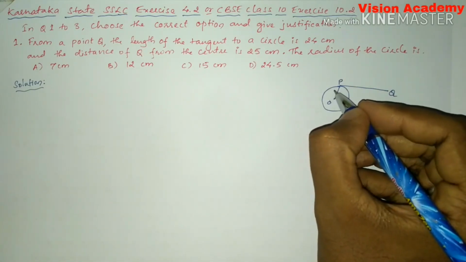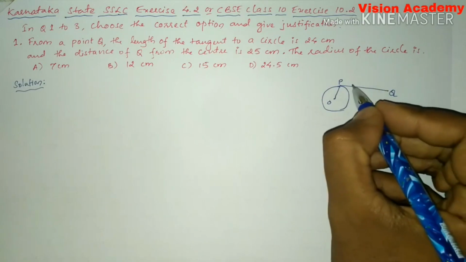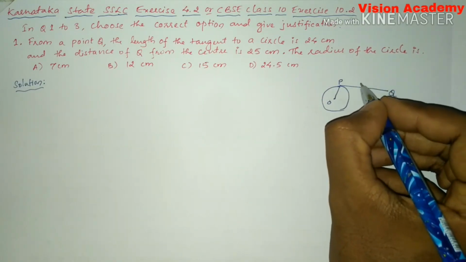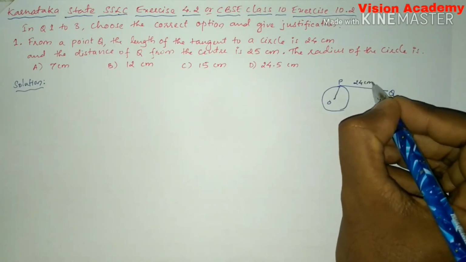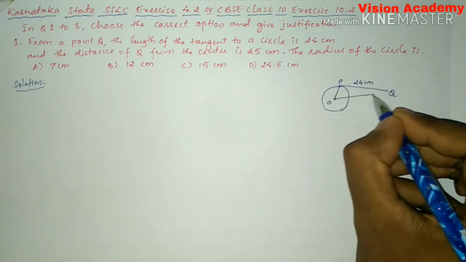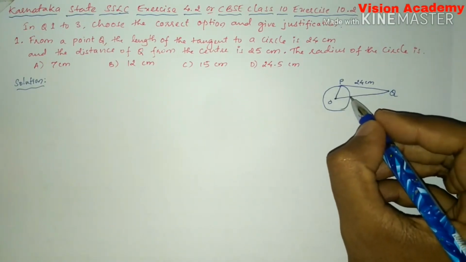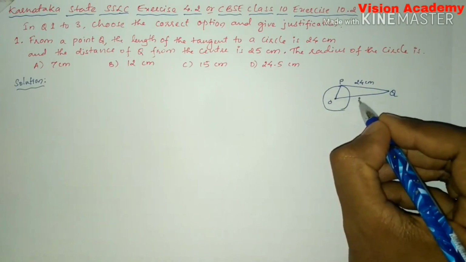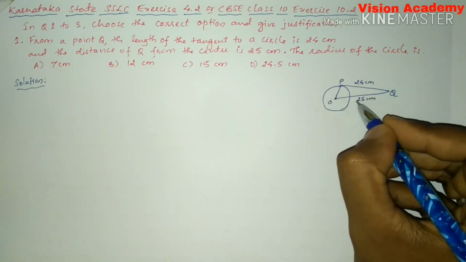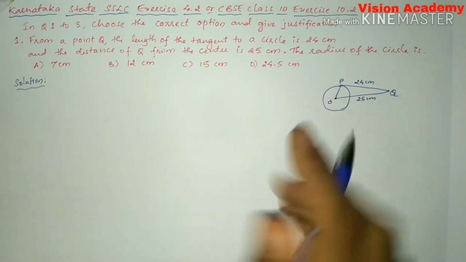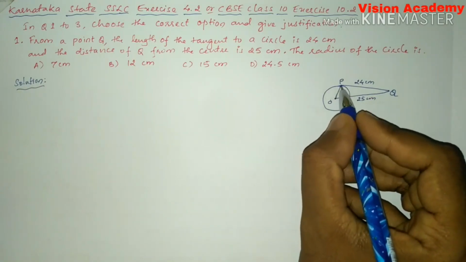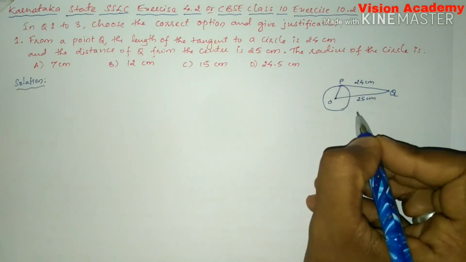So this one will become the radius. The distance PQ is 24 cm and the point Q is at a distance from the center of the circle O of 25 cm. Now we have drawn the right angled triangle.